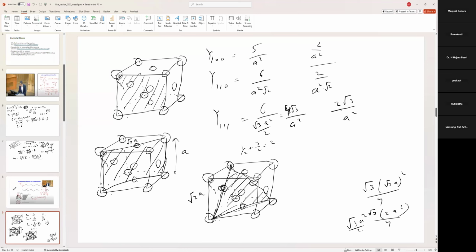This is the biggest value. I think this is the best. Yeah. This is the densest packed plane of FCC, so you'd expect high energy here.